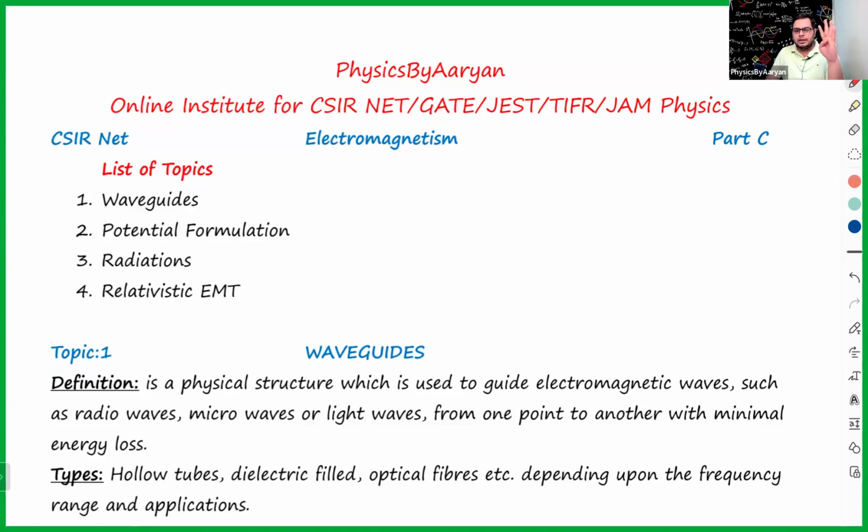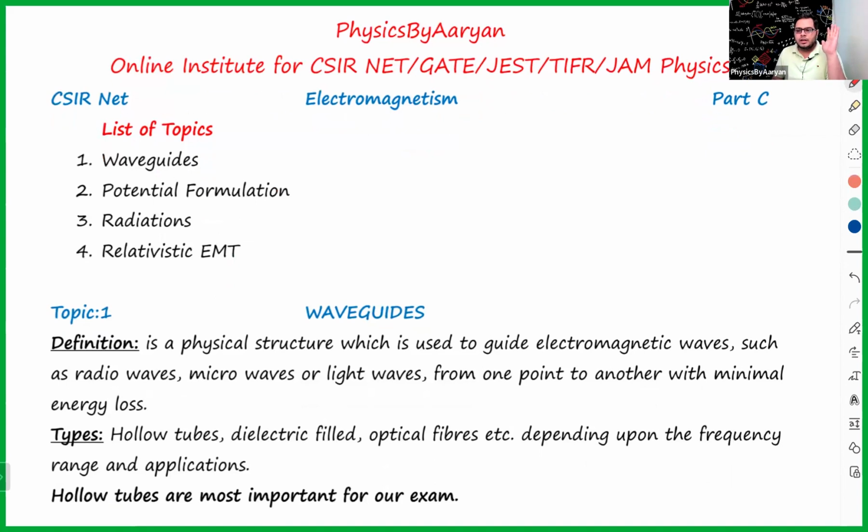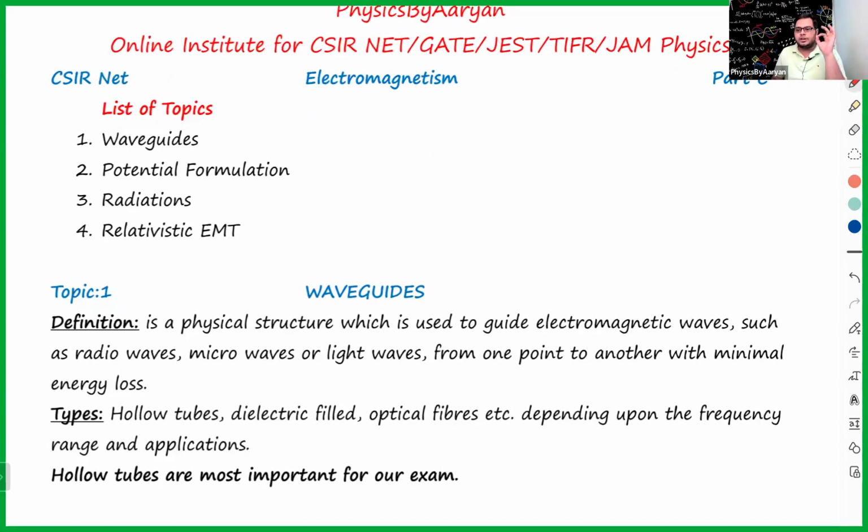In electromagnetism, there are basically 4 topics in Part C. In Part B, there are many topics, but in Part C, there are 4 topics. One of them is waveguides. Second is potential formulation. Third is radiations. And fourth is relativistic EMT. I will cover all 4 of these topics. I will do all the PYQs, give you all the concepts, and give you all the formulas required. Our goal today is to go for waveguides. With this said, I want to start my topic, which is waveguides.